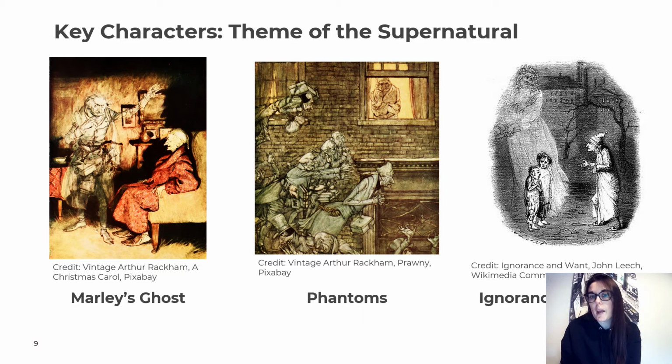Okay, so ghost stories were incredibly popular in the Victorian era, and the theme of the supernatural runs throughout the novella. So actually, although there are the three main spirits, the ghosts of Christmas past, present and future yet to come, there are more ghoulish and ghostly creatures within the novella. So we have Marley's ghost, and he is the first ghost that we see. So he's technically ghost number one.